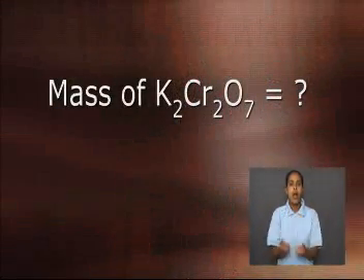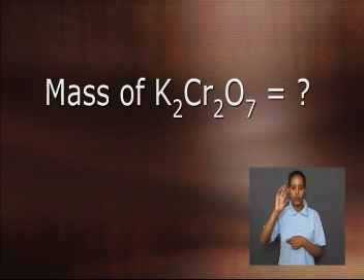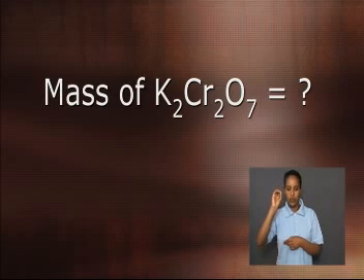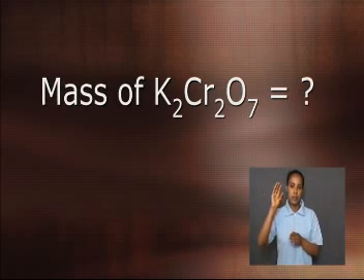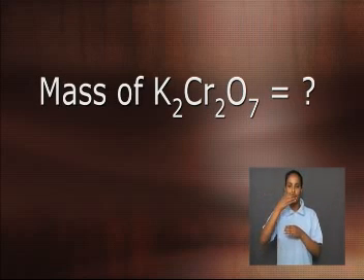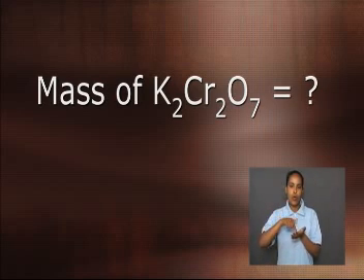How many grams of potassium dichromate are required to prepare a 250 milliliter solution that has a molarity of 2.16?